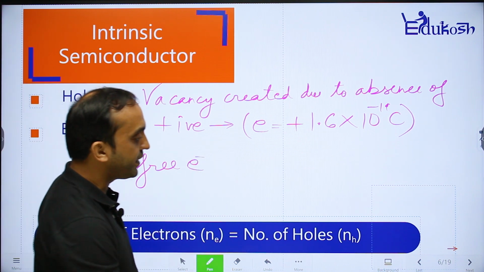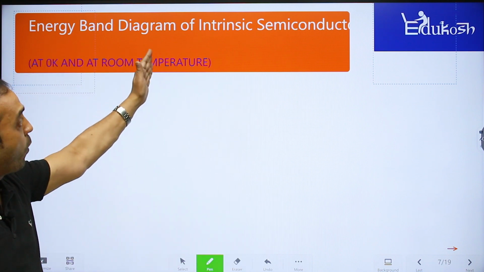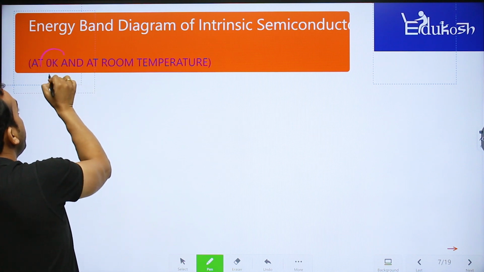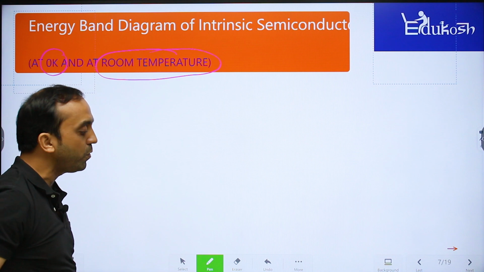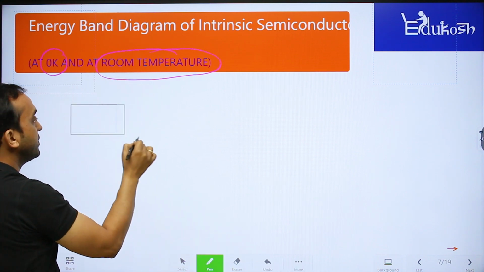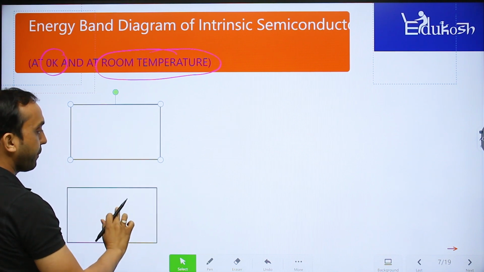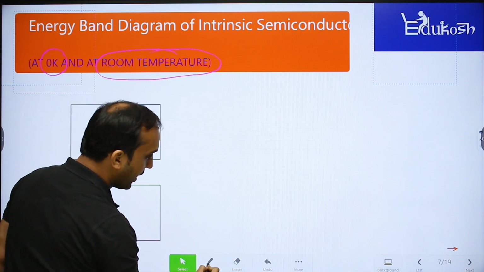Okay, now let's see the energy band model of a pure semiconductor, that is an intrinsic semiconductor, at 0 Kelvin temperature and also at room temperature. We will see both. So let's form the energy band diagram. First we are going to draw it for the case of 0 Kelvin.